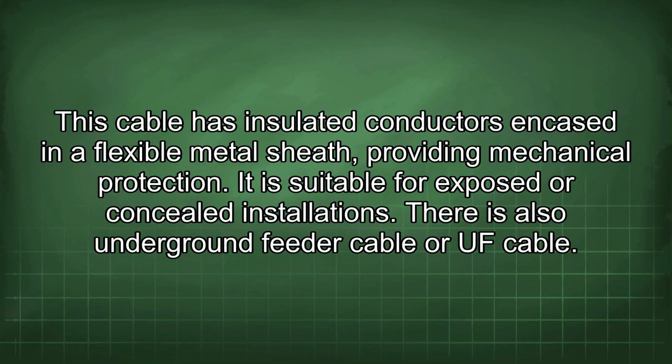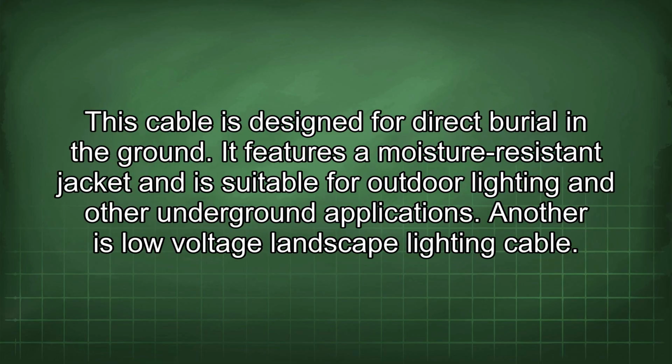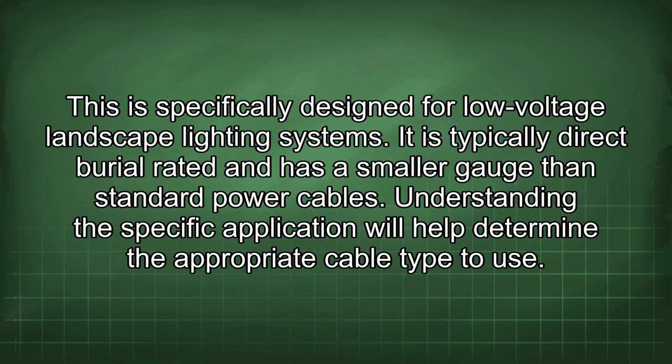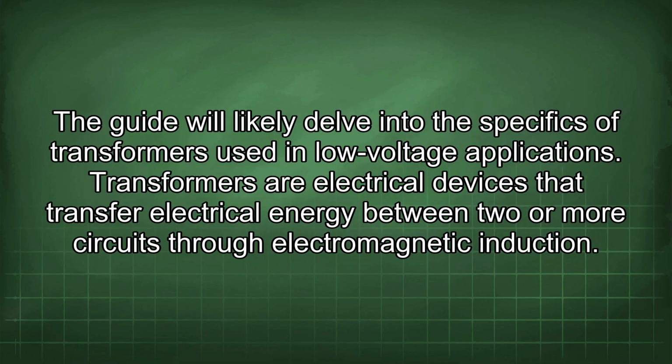There is also underground feeder cable, or UF cable. This cable is designed for direct burial in the ground. It features a moisture-resistant jacket and is suitable for outdoor lighting and other underground applications. Another is low-voltage landscape lighting cable. This is specifically designed for low-voltage landscape lighting systems. It is typically direct burial rated and has a smaller gauge than standard power cables. Understanding the specific application will help determine the appropriate cable type to use. The guide will likely delve into the specifics of transformers used in low-voltage applications.